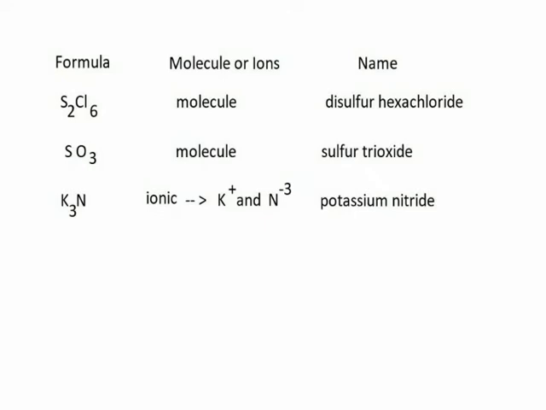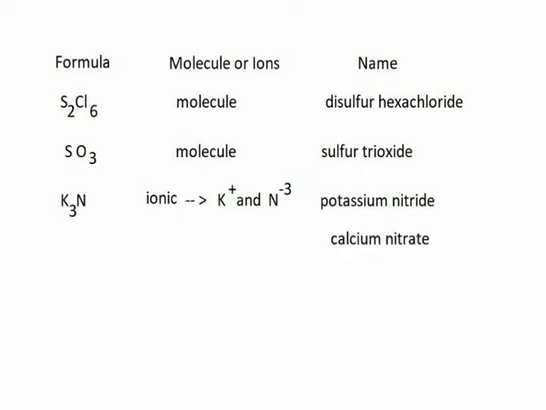K3N, on the other hand, you'd expect to be an ionic compound, since it's a metal and a nonmetal. The cation is potassium, and the anion is nitride, and so the compound is potassium nitride. Again, you don't use the prefixes here because this is an ionic compound. For ionic compounds, you simply list the ions and let your audience assemble the right numbers of them.